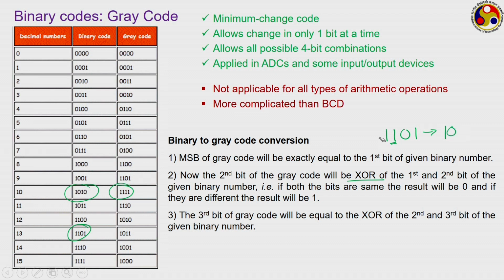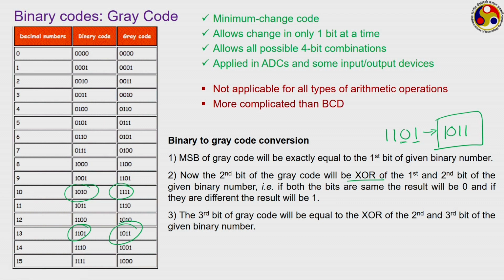Now to get the third bit, we have to perform XOR between second and third. They are 1 and 0, they are different, so your output will be 1. And then between 0 and 1, you have to perform another XOR, they are different, so output will be 1. So this is the gray code version, just shown here. This way we can convert binary to gray code.